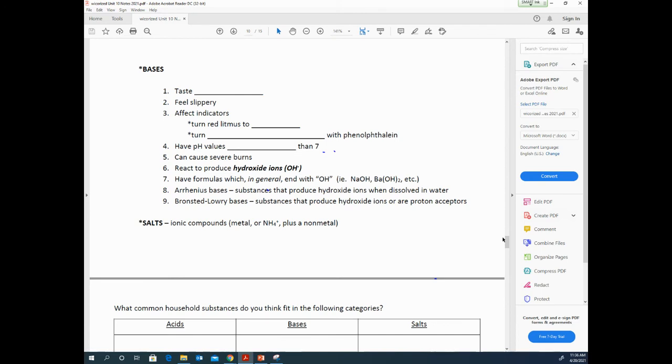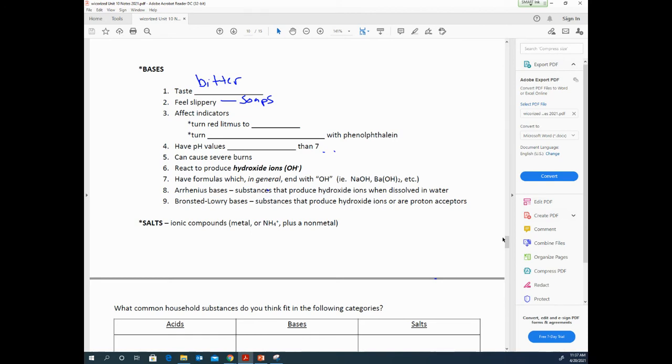So bases tend to taste bitter. They feel slippery to the touch. A lot of our common bases are types of soaps. I don't know if you've ever had soap in your mouth, but that is bitter.